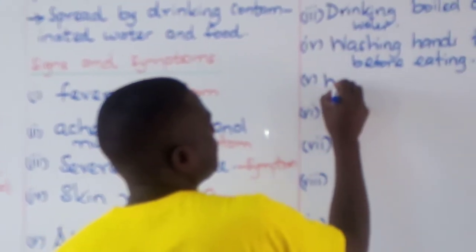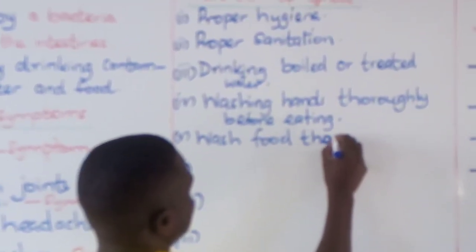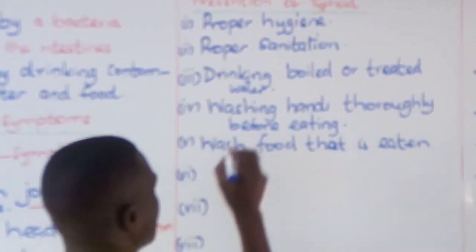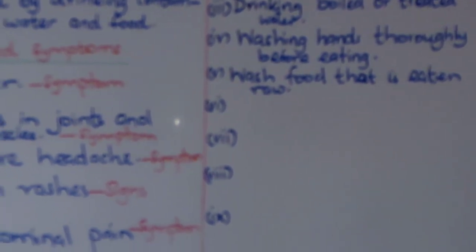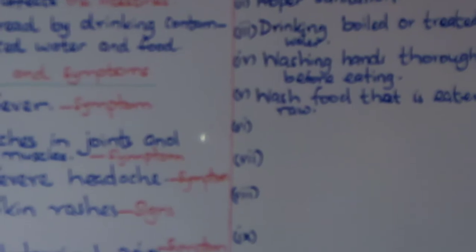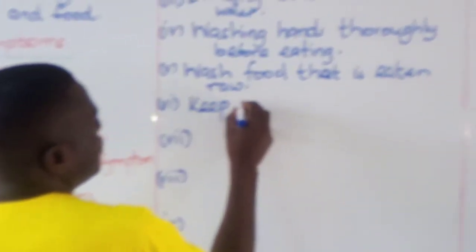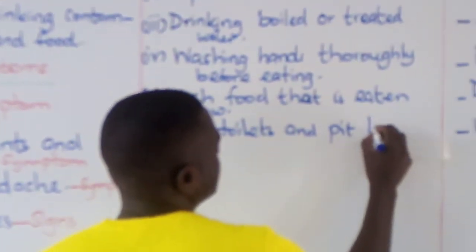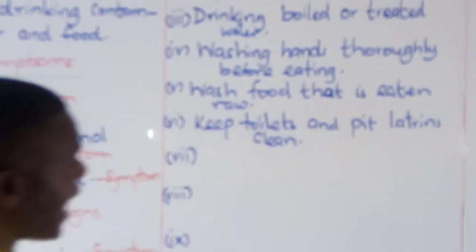Washing foods that are eaten raw. Whatever is eaten raw, you wash it thoroughly. Which food is this? Some vegetables are eaten raw, some fruits are eaten raw, and so you must wash them thoroughly. Keep toilets and pit latrines clean. Keep them clean and covered all the time.